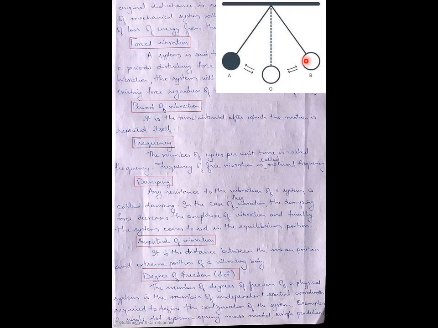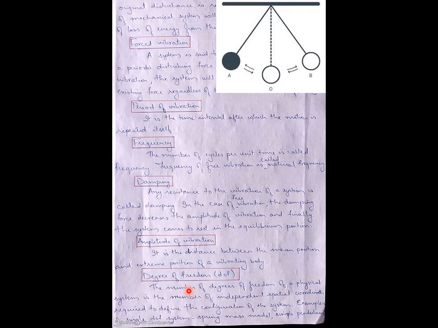So it is the distance between this mean position and the extreme position. So from O point to A point or from O point to B point, the distance is termed as amplitude of vibration. Now there is one more term which is degree of freedom, in bracket DOF. From the name itself, you will be getting freedom, degrees of freedom, in which all directions we can move. That is degree of freedom.